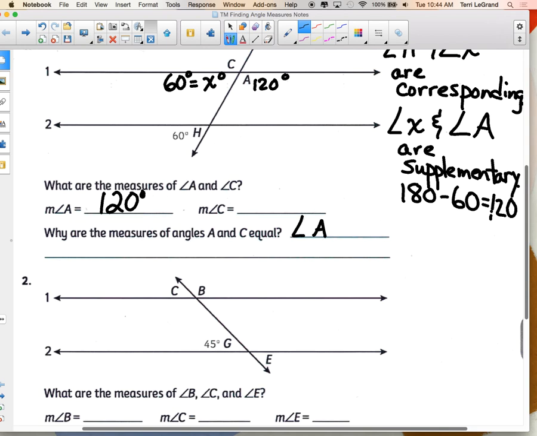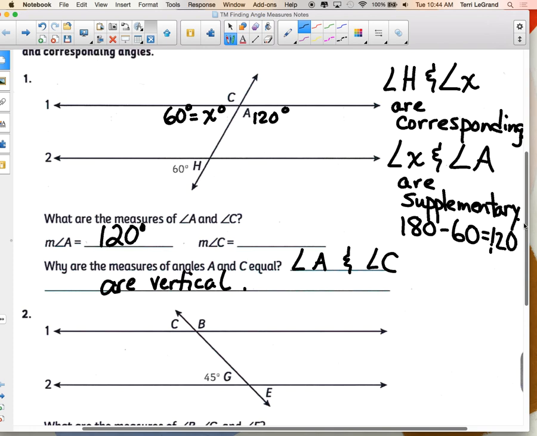Angle A and angle C are vertical. Well then, if angle A and angle C are vertical, yes, they are equal, and so that makes the measure of angle C what? 120 degrees. Angle C should also be 120 degrees. So we have two spots. We'll fill it in our drawing and we'll fill it in on the line.